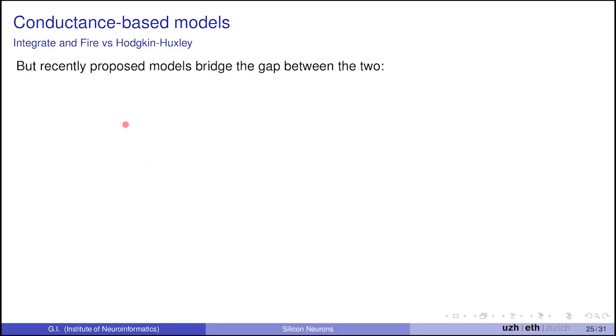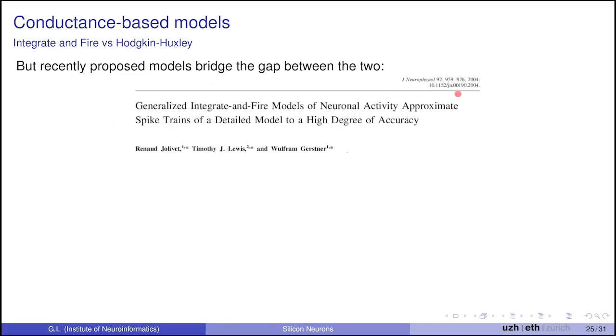This is actually now quite old. It's been more than 10 years. In 2004, the group of Wolfram Gerstner from EPFL in Switzerland actually proposed a generalized integrate-and-fire model that could actually approximate real neurons with a very high degree of accuracy.